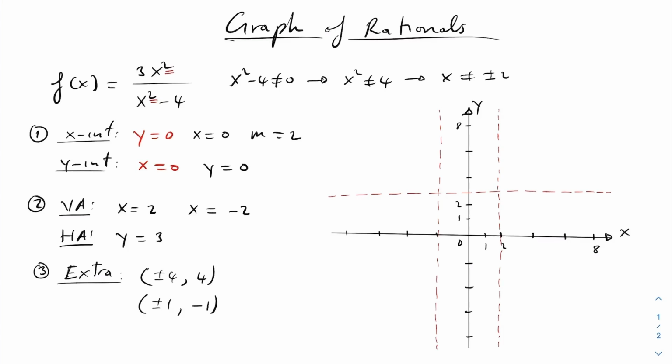Okay, so once you're done with that, you can go ahead and plug in all your points, the x-intercept, y-intercept, and your extra points, all of them. So I'm going to have my x-intercept here at 0, 0. And the y-intercept is the same thing, so it's still 0, 0. Then I'm going to put in my extra points. So I'm going to have the point negative 4, 4. Then the point 4, 4. Then the point negative 1, negative 1. And the point 1, negative 1. All right, so those are all my points.